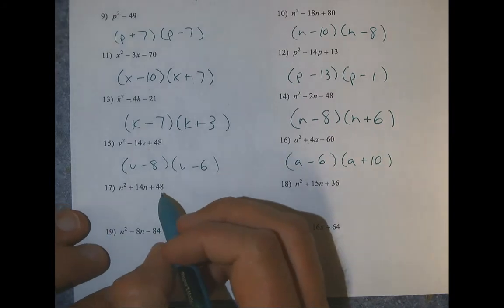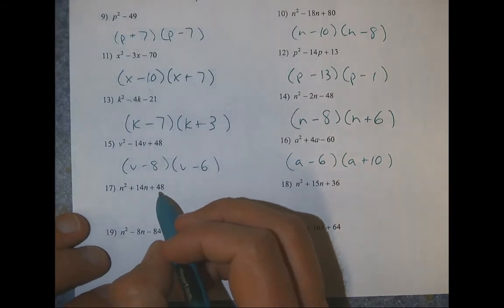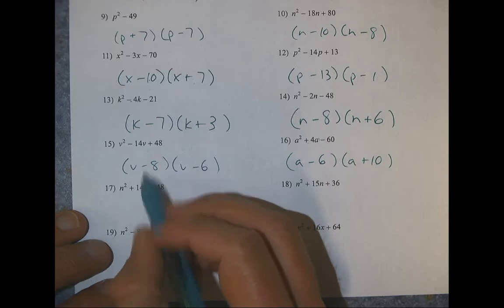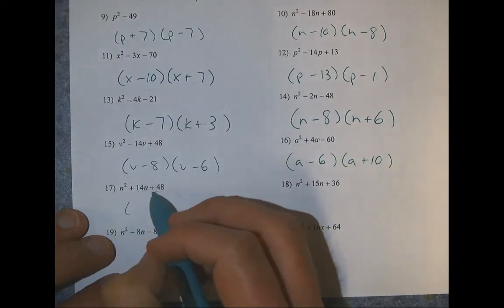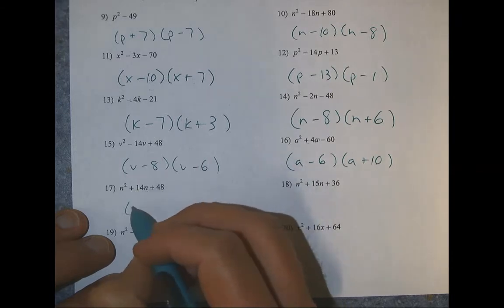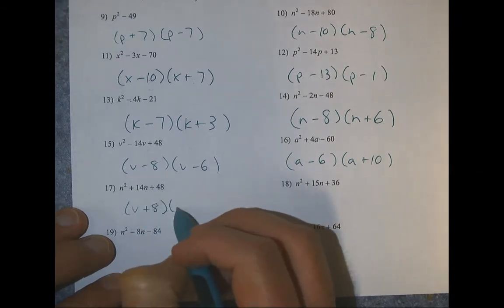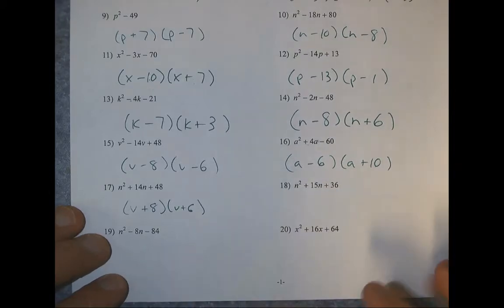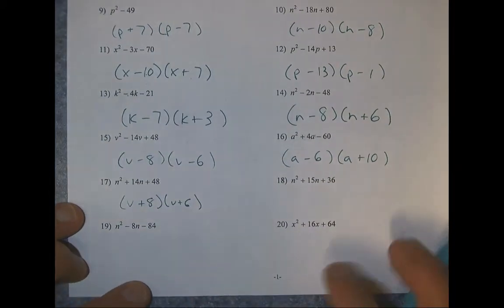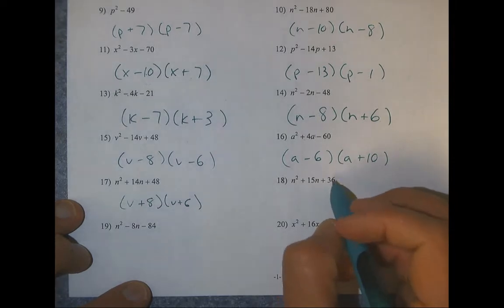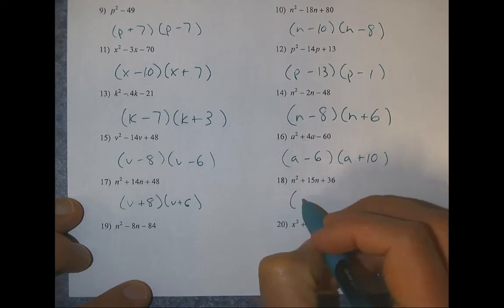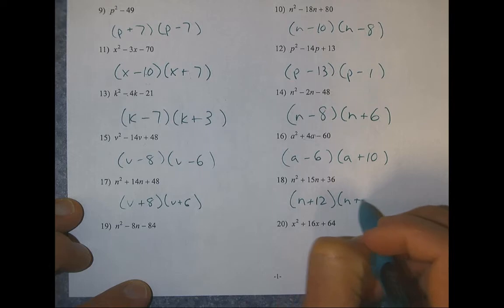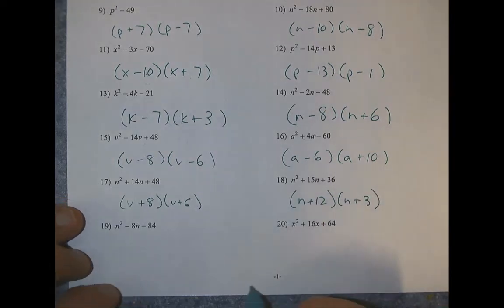17. Looks very similar, I was just thinking, except we have no negatives here, all positives. But 48 is still 8 and 6. If they're both positive, they'll add up to a positive 14. So it's 8 and 6. 18. 6 and 6 make 36, but that's not going to get me to 15. 12 and 3, all positives. So it is plus 12 plus 3, multiplies to 36, adds up to 15.